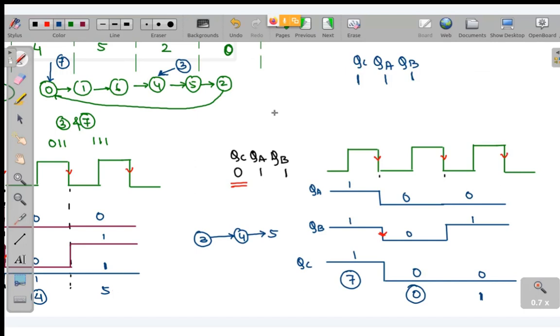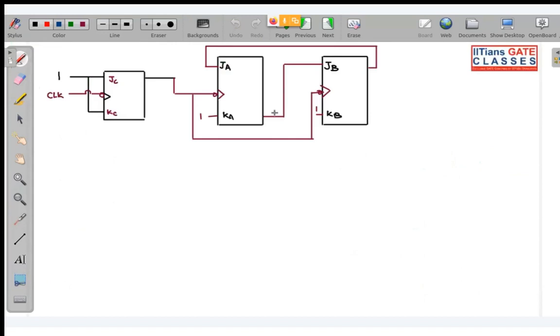Everyone, tell me if this is clear. Such kind of question you will see in your GATE paper. You will see in your GATE paper, it will be asked to you guys. Fine. So now let us see over here.